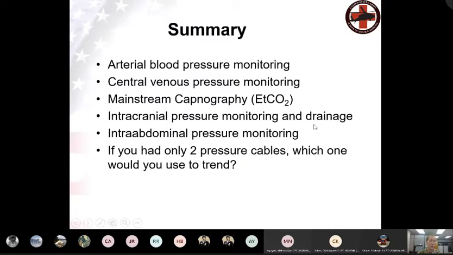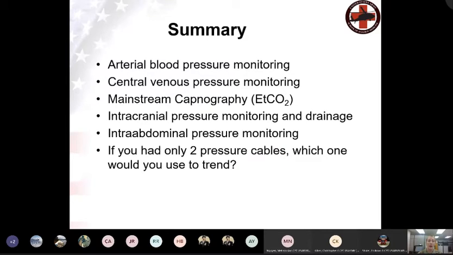A big thing that I notice when we do these is that people forget to unclamp the Foley to allow that return of flow. So I just want to caution you with that. And remember, it doesn't take a lot of fluid. In fact, if you're using much more than 25 milliliters of fluid, you're probably setting your patient up to potentially have bladder spasms or something along those lines. So you really don't need a whole lot of fluid.